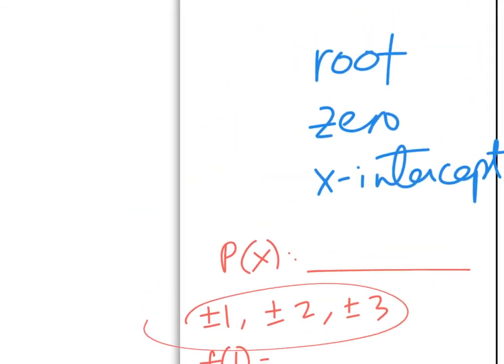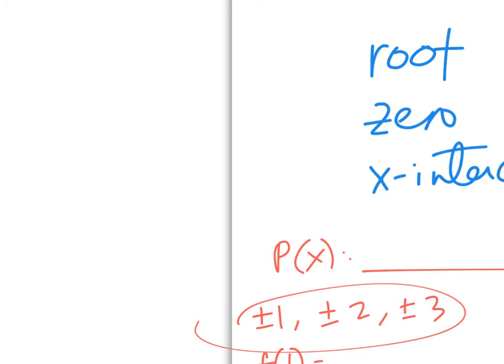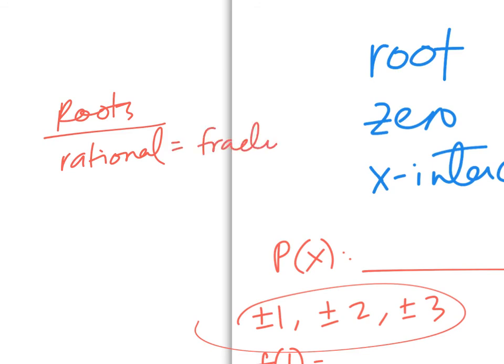This might be very confusing. Okay, so for your roots, there are some possibilities. You have rational roots, which is what we're doing. Rational numbers means what again? Ratio, so fraction. So this finds the fraction roots. What other possible roots are there? If it's not rational, then it is? Irrational. What's irrational? It keeps on going. Give me an example of irrational.